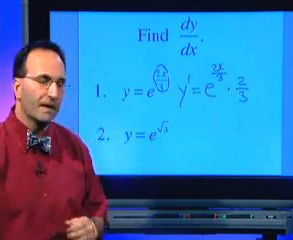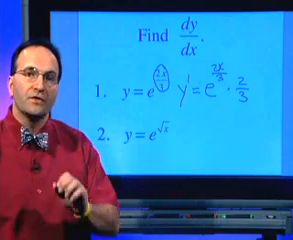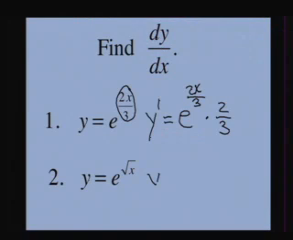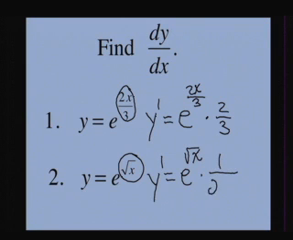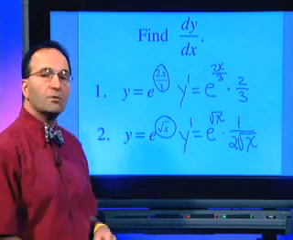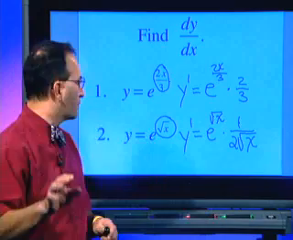Let's look at y equals e raised to the square root of x. Again, y prime will be equal to e raised to the square root of x. But again, we have to take the derivative of the square root function, and that's equal to 1 over 2 square root of x. So that will be our derivative for y equals e raised to the square root of x.